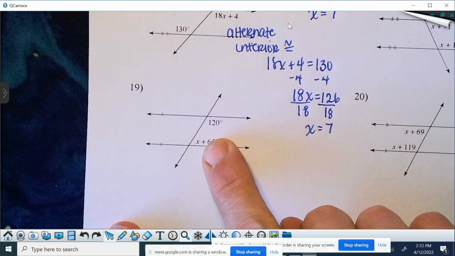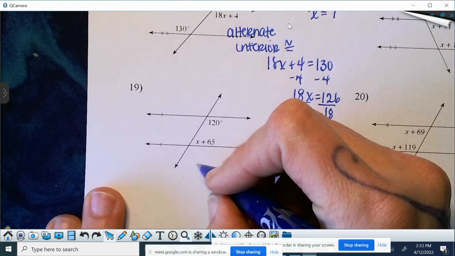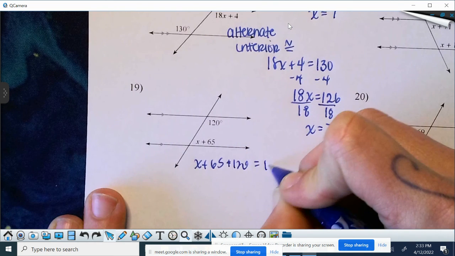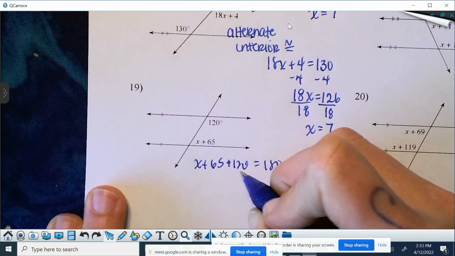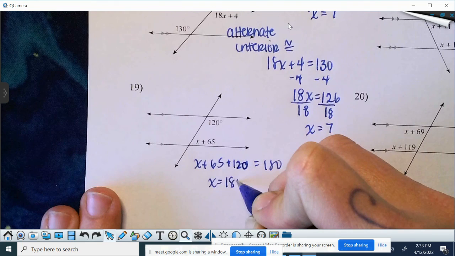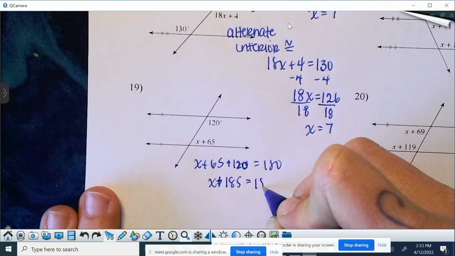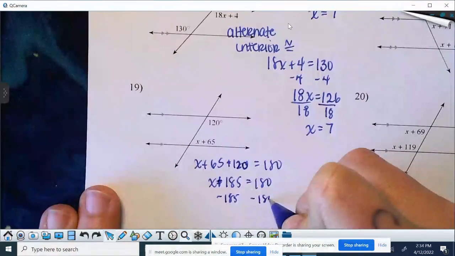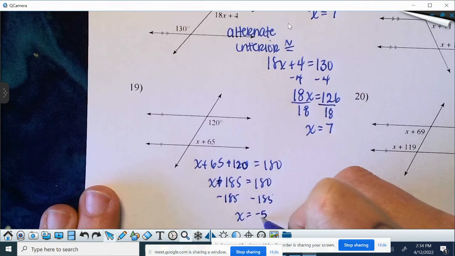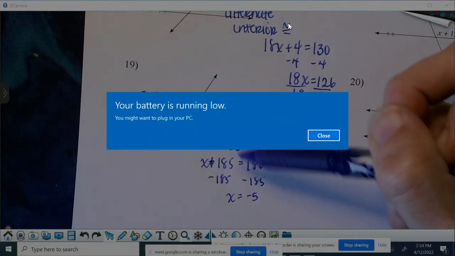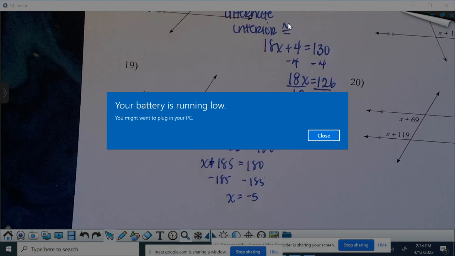Another consecutive interior pair. So x plus 65 plus 120 equals 180. That does not look like a 20, sorry. So that's going to be x plus 185 equals 180. Subtract 185. X equals negative 5, which is correct because 120 plus 60 would give me 180, so I needed to get rid of that 5 that's on that 65. And that is going to be your answer for that one.